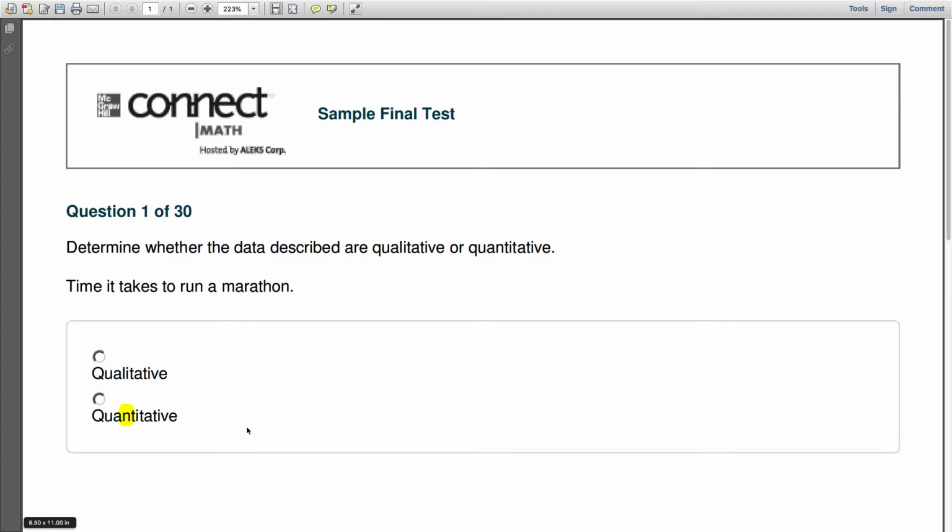So the time it takes to run a marathon, the answer to that would be a number. So it would be quantitative. You're going to probably have a different question, but anything where your answer would be a word would be qualitative, and a number would be quantitative.